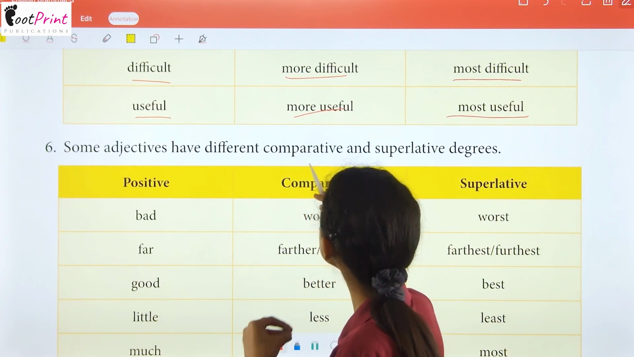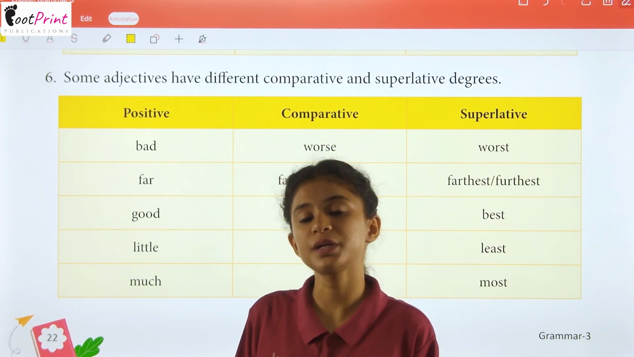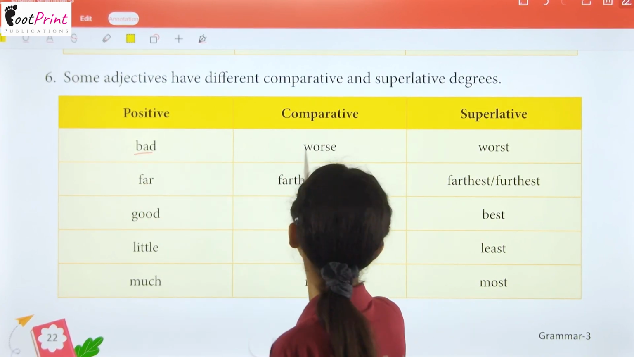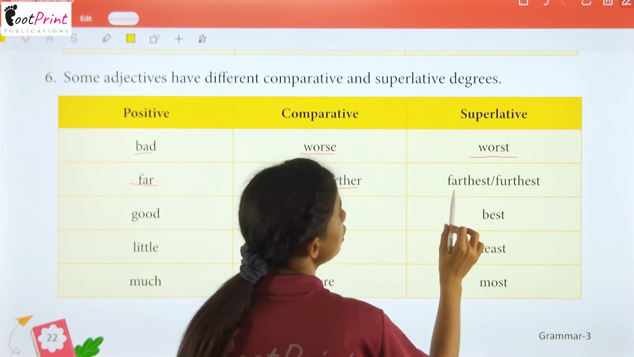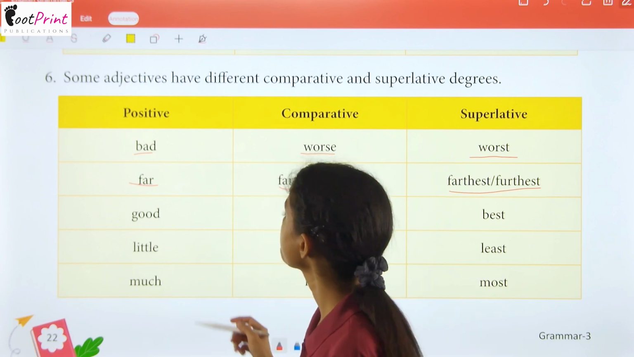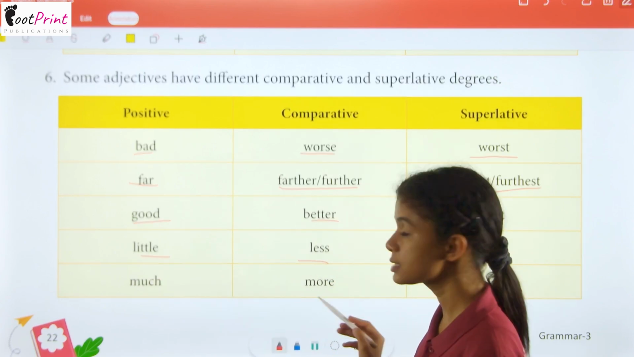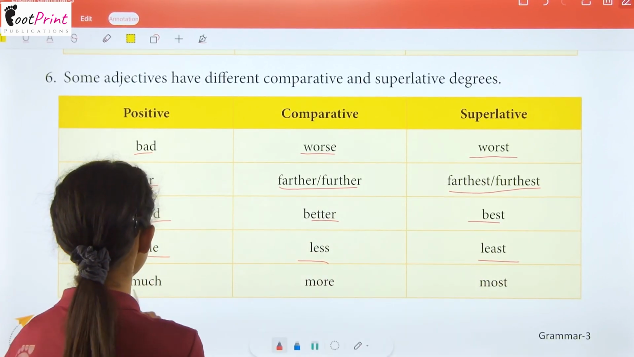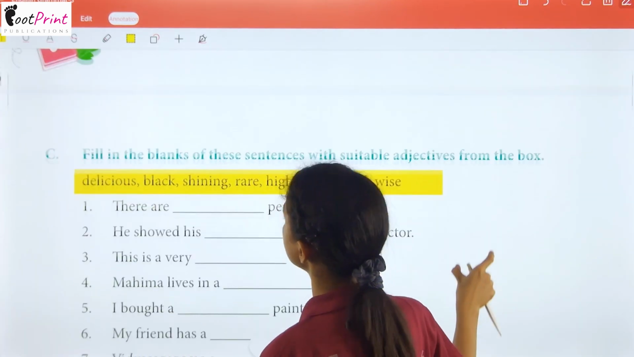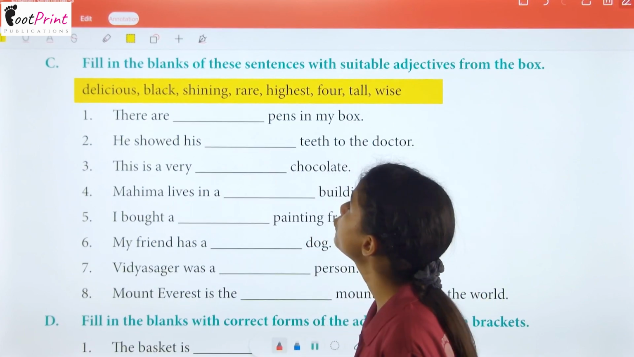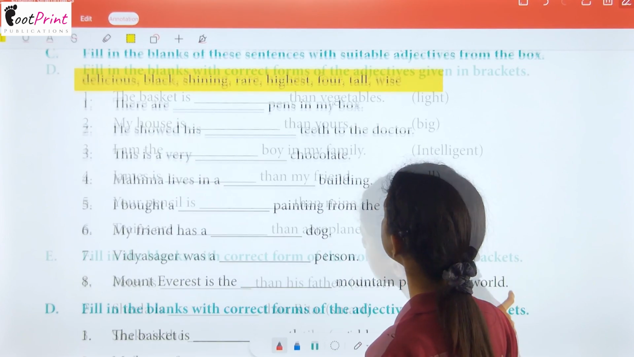Some adjectives have different comparative and superlative degrees. There are some words that have different degrees. For example, bad, worse, worst. Far, farther or further, farthest or furthest. Good, better, best. Little, less and least. Much, more, most. Now you have to do this exercise. In this one you have to fill in the blanks with suitable adjectives from the box.